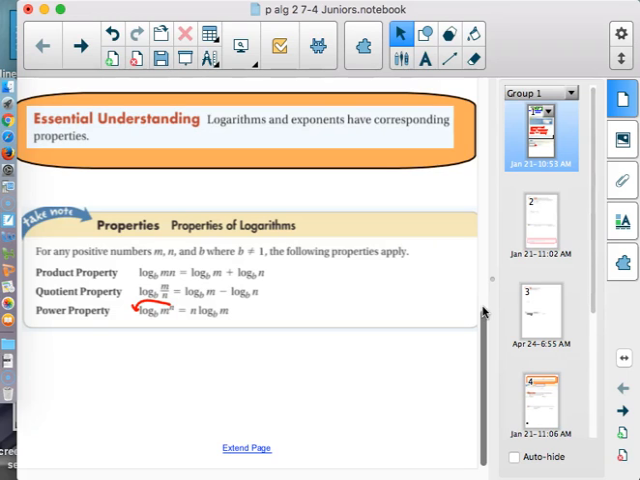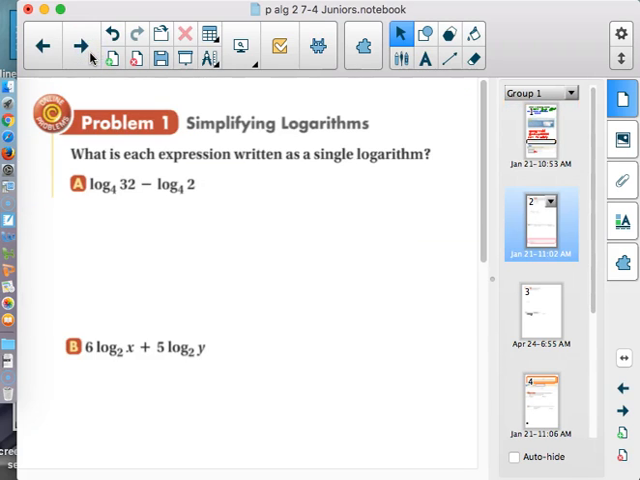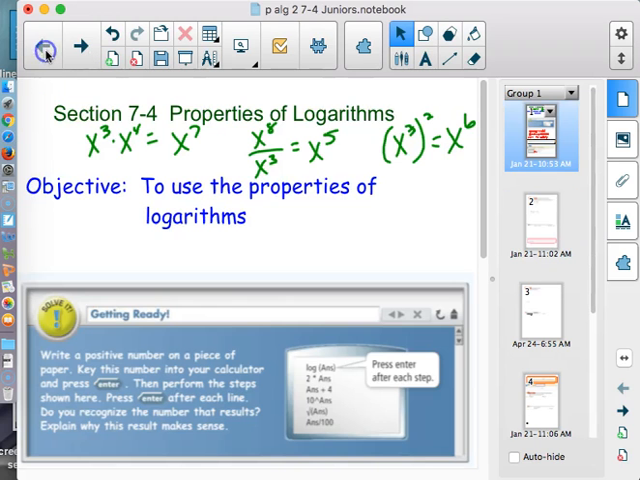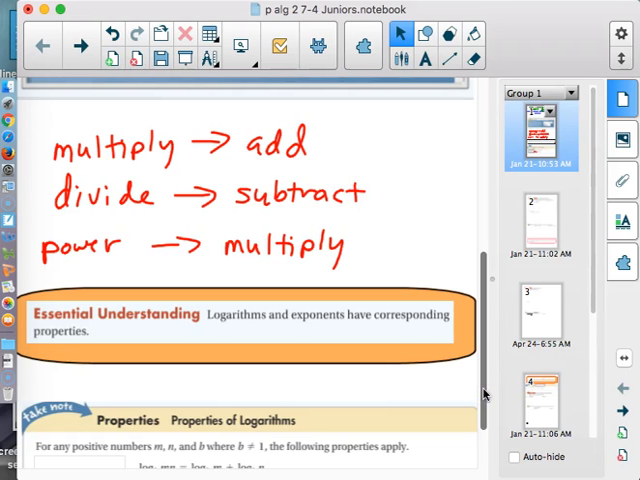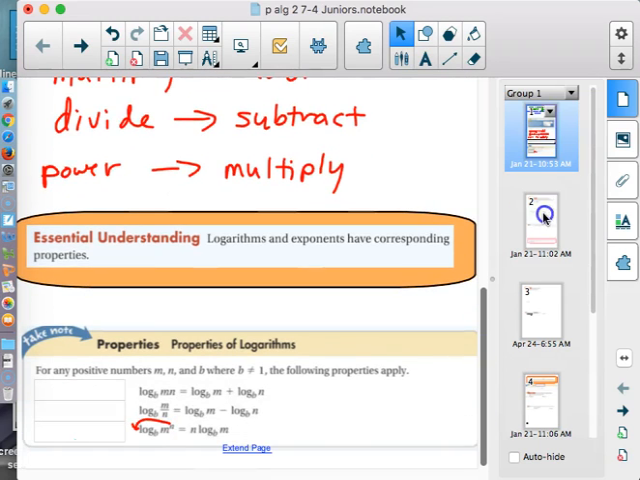Everybody set with that page? All right. So next up, we just jump to this. We're supposed to simplify them. So it says, what is each expression written as a single logarithm? Now, what this is doing is it's forcing us to look at this and say, hey, I can use this forwards and backwards. If I see that I'm supposed to multiply, I can add. If I see that they have me adding, then I know that's multiplication. So we use this process forwards and backwards to get everything that we need.